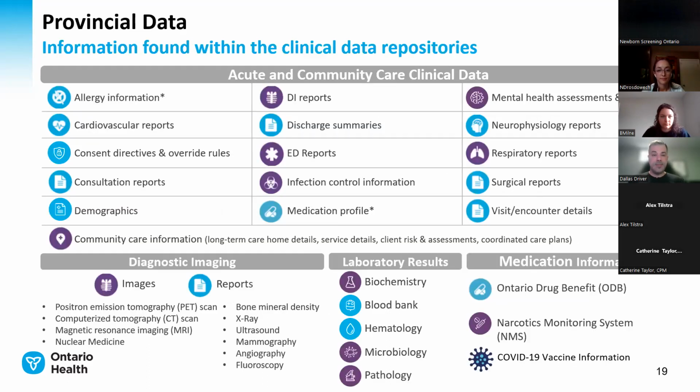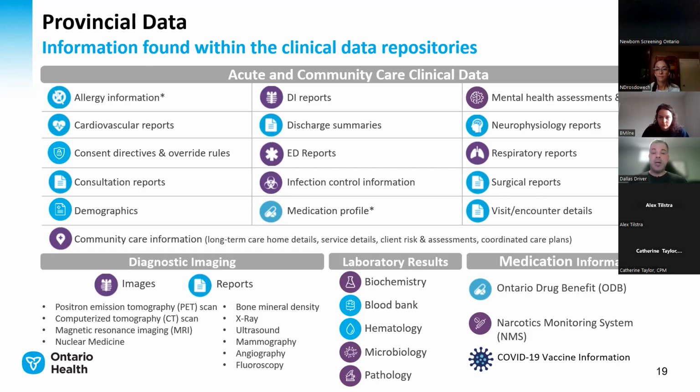Next slide, please. So just to give you a bit more detail on the information that you would expect to see. So the first kind of major repository that we do have is the acute community care clinical data. So we call that the ACCDR. So that's all of the hospital visit information.